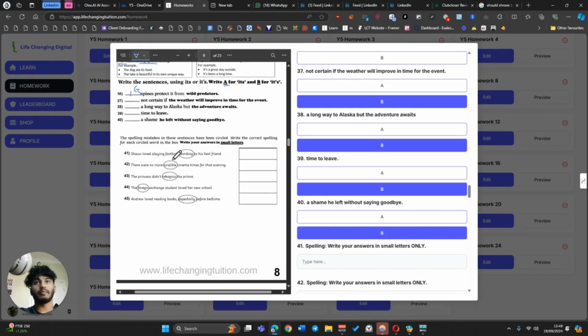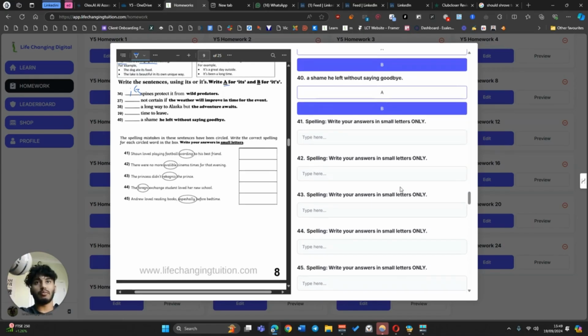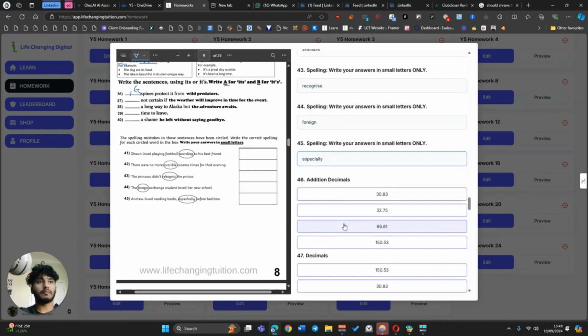Alright, question 41. So Sean loved playing football according. So that should be double C here. And available should be spelled like that. And then recognize is spelled like this. And especially is spelled like this.